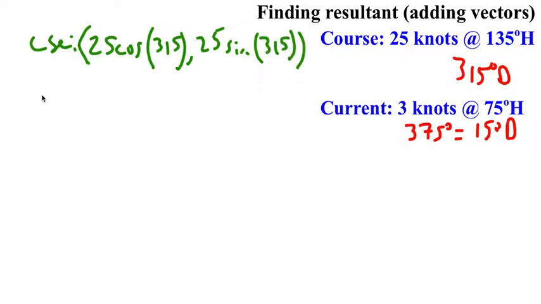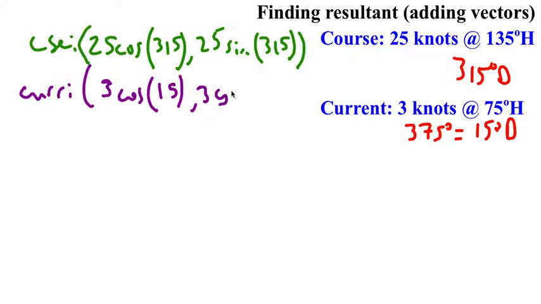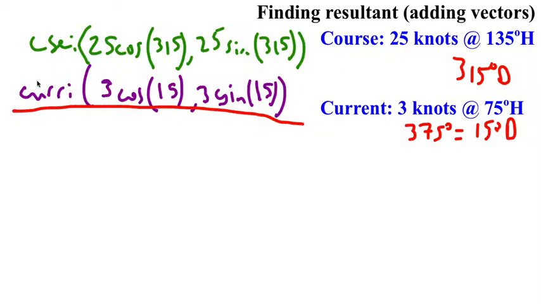Current, same idea, C-U-R-R, except different magnitude, cosine, different direction, different magnitude, sine, different direction. These are the components. Because we're trying to find the resultant, the effect of the current on the boat's course, we will end up adding these.